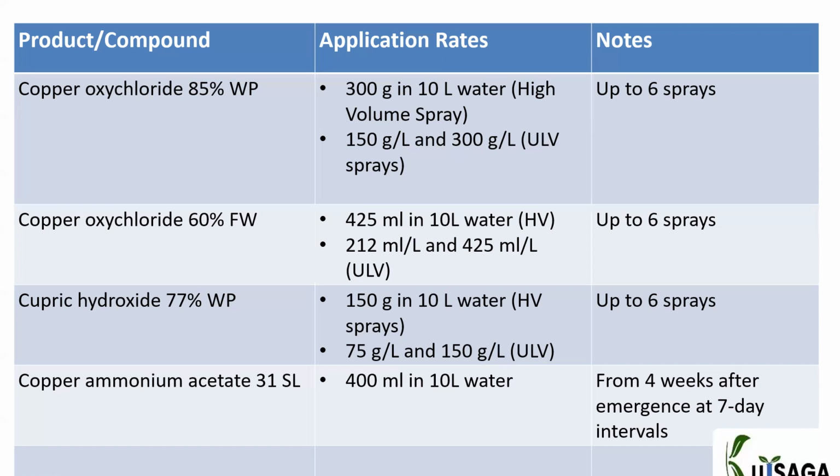The other formulation of copper that can be used to control angular leaf spot is the cupric hydroxide 77% WP. This one is also registered. For this one, the high volume spray rate is 150 grams in 10 liters of water. And then the ultra low volume rate is 75 grams per liter and 150 grams per liter. So the ultra low volumes are mainly for the first 2 sprays that you do.